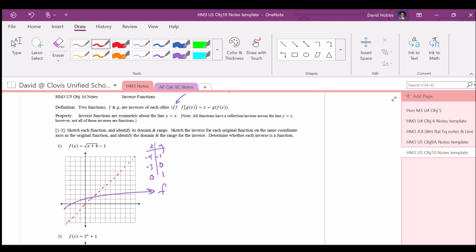Okay, so for example, we have 3 points right here that we've clearly identified on the original function. We're going to switch the x and the y. So -4, -1 becomes -1, -4. Okay, and I'm also going to choose a different color so we can clearly see the difference between the two. So -1, -4. Okay, so right there. And -3, 0 becomes 0, -3. Okay, and there it is. And then 0, 1 becomes 1, 0.